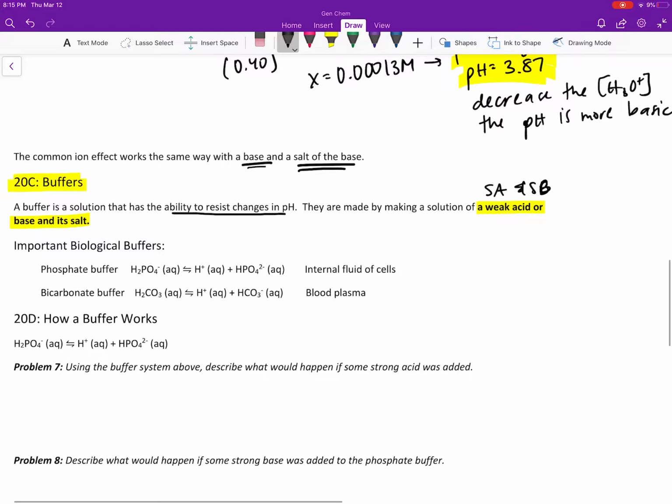So there are two important biological buffers. They're here. You have the phosphate buffer, which we actually used a few weeks ago for clock reactions. And this is your internal fluid of your cells. And then you have the bicarbonate buffer, which is present in your blood plasma. So these are all things that help with homeostasis, maintaining a balance in your body, and you have buffers in your body to accommodate for the addition of anything acidic or basic that's not meant to be in your body. And even though your body is made out of water, water is not a great buffer in itself, so we have buffers present in solution to help protect our bodies.